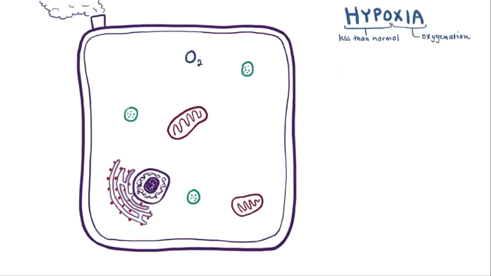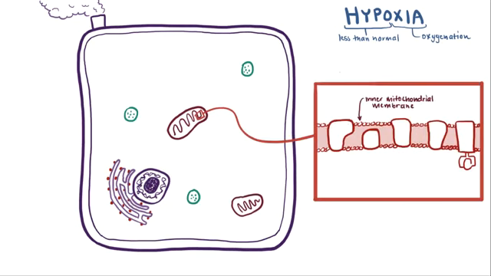When the oxygen comes in, typically it goes straight to payroll, specifically to the inner mitochondrial membrane, where oxidative phosphorylation takes place. Oxygen is used in one of the last steps and serves as an electron acceptor, and this allows the process to finish and produce ATP. So without oxygen, we can't finish oxidative phosphorylation and produce ATP.